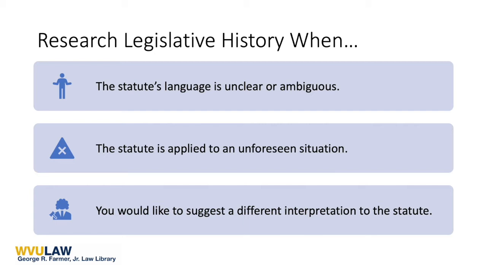We might also use legislative history research when a statute is applied to a situation that is unforeseen at the time the legislation was passed. For example, a plaintiff or defendant might try to apply a law in a situation that isn't clearly laid out in the statute. A legislative history may tell you if that unique situation was ever contemplated in the drafting of the statute, or if it was included once in a draft and subsequently removed, which could imply that the situation was specifically not meant to be governed by the statute.